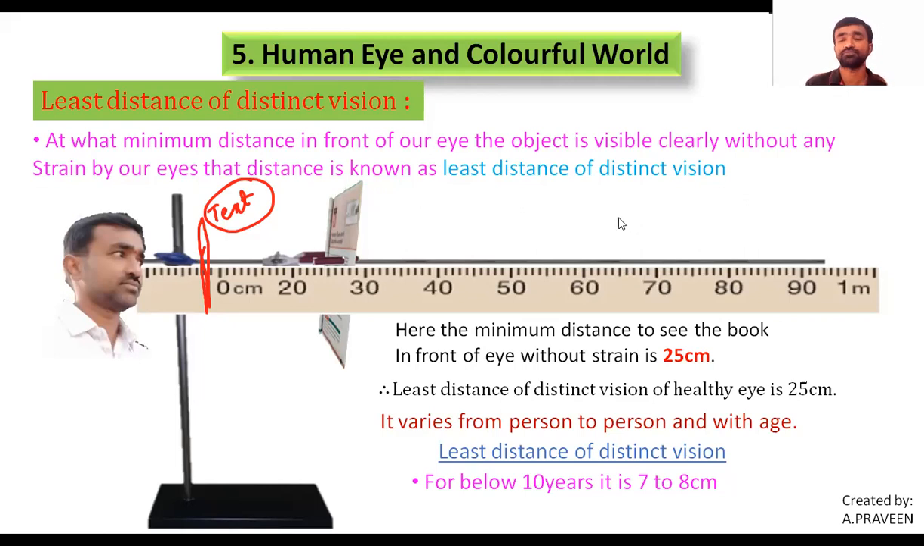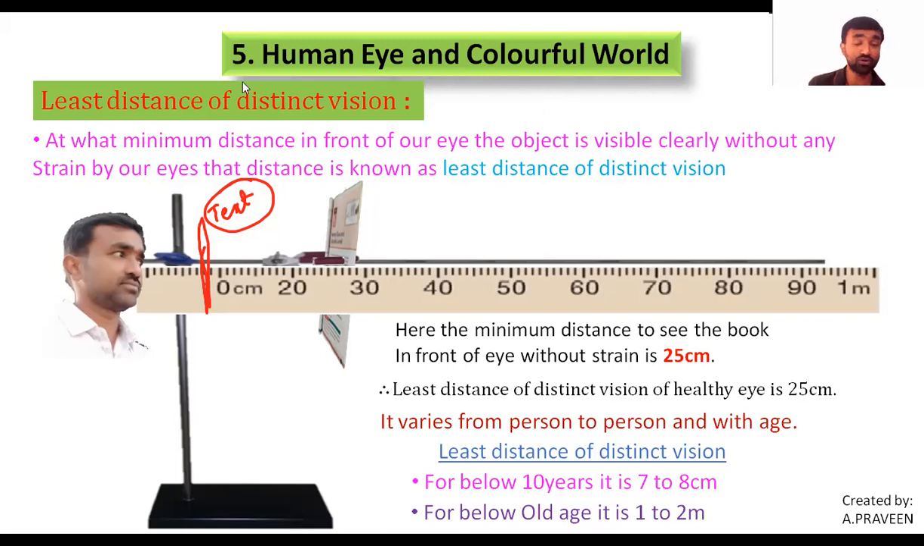If it is old age people, they cannot see the text like the age group below 10 years. They can see the text only away from them. It may be 1 meter or more than 1 meter also. So we can generalize that as 1 to 2 meters, right? For the age group below 10 years, it is 7 to 8 centimeters. For old age, above 40 or 50, it is 1 to 2 meters. Remember, this does not occur below 40 years of age. It is above 40 years only. The least distance of distinct vision increases for the age group above 40 years, right?